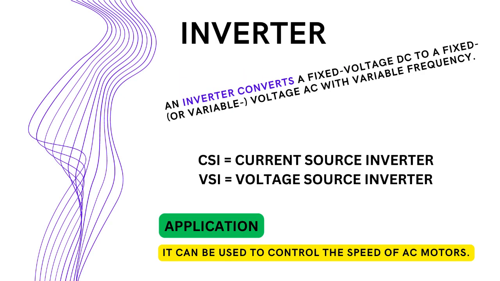Inverter. An inverter converts a fixed voltage DC to a fixed, or variable, voltage AC with variable frequency. There are two types of inverters: CSI, which is current source inverter, and VSI, which is voltage source inverter. Application: it can be used to control the speed of AC motors.